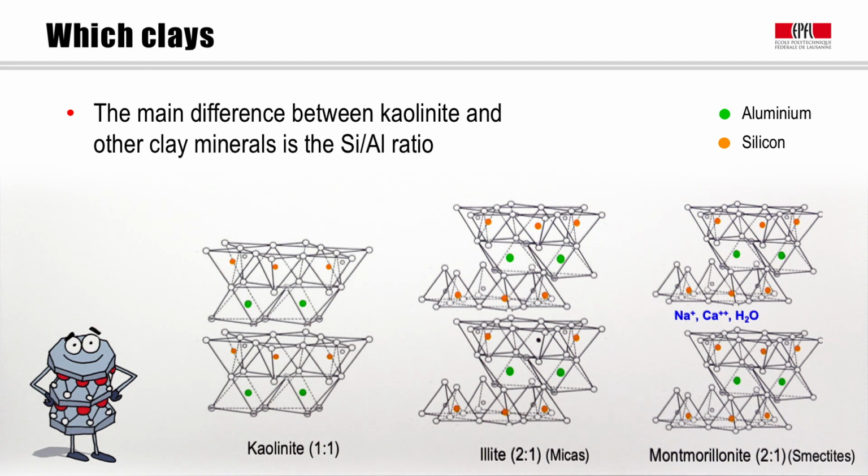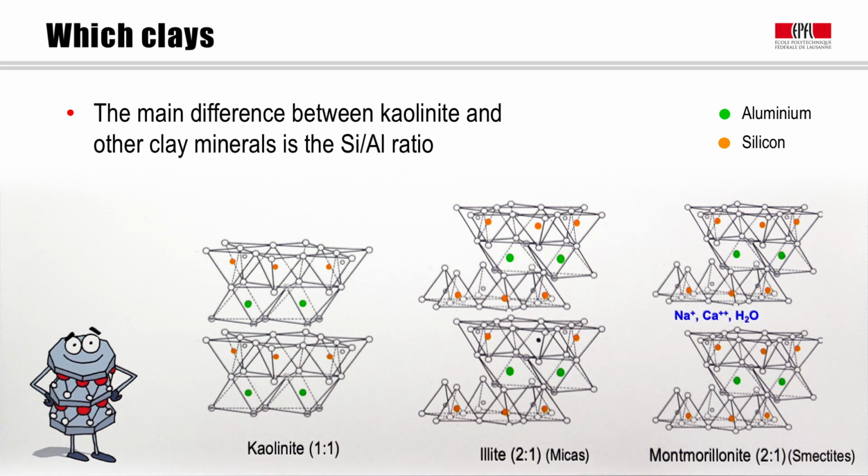So kaolinite clays are different from all the rest because they're so-called one-to-one clays. This means that in each clay layer here, we have one layer of silicate tetrahedra and one layer of alumina octahedra. This is in contrast to the so-called two-to-one clays, the illitic type and the montmorillonite type here, where we now have the alumina octahedra sandwiched between two layers of silicate tetrahedra.